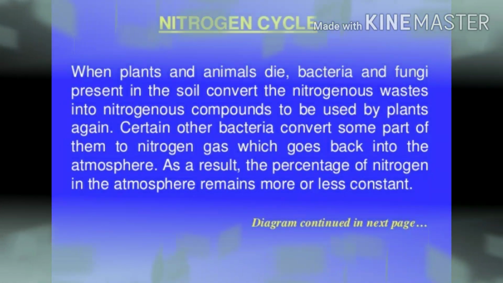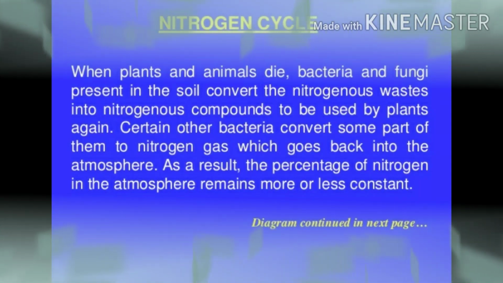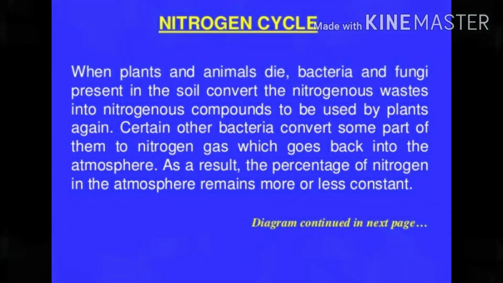When plants and animals die, bacteria and fungi present in the soil convert the nitrogenous waste into nitrogenous compounds to be used by plants again. Certain other bacteria convert some part of them to nitrogen gas, which goes back into the atmosphere. As a result, the percentage of nitrogen in the atmosphere remains more or less constant.